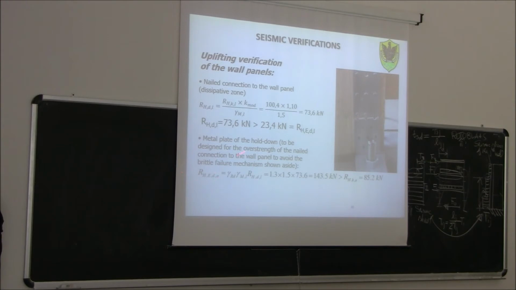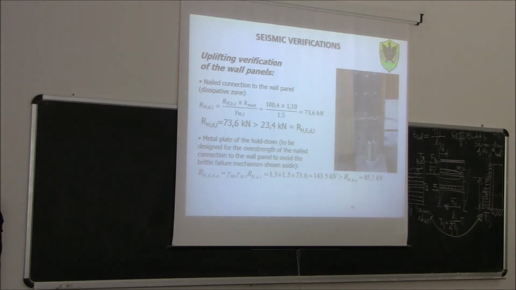So you see, the metal plate of the hold down is not designed to take 23.4. So glad that this is clear to all of you. Remember, 23.4 is actually the load demand on the hold down due to the seismic forces. But this applies only for the dissipative part. Since this is a non-dissipative part, I need to take the actual strength of the dissipative connection, multiply it by the overstrength factor, and then design this metal plate for this action, not for the seismic one.